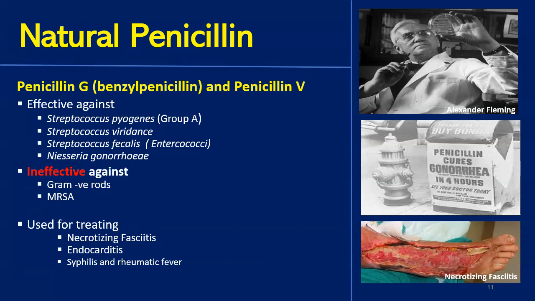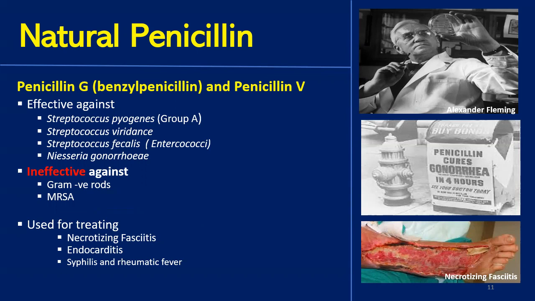Also, it's effective against Streptococcus faecalis, which is what we call the Enterococci, Enterococcus faecalis and faecium. Those are what we call group D Streptococci, or we can call them the Enterococci. And it's effective also against Neisseria gonorrhea. And actually, the discovery of penicillin, more specifically, saved the lives of many of those patients, where gonorrhea at that time in the previous century was a lethal sexually transmitted disease.